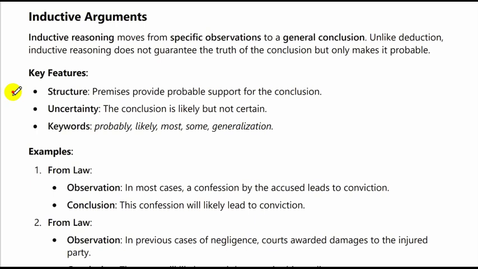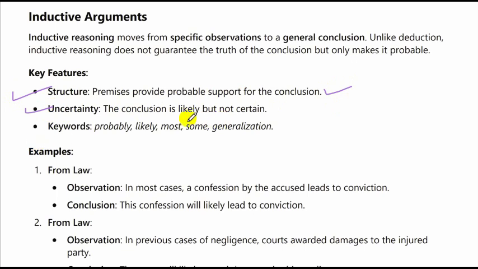Key features: structure. Premises provide probable support for the conclusion. The conclusion does not necessarily flow from the premises. There is a probability that the conclusion may be wrong. Uncertainty.